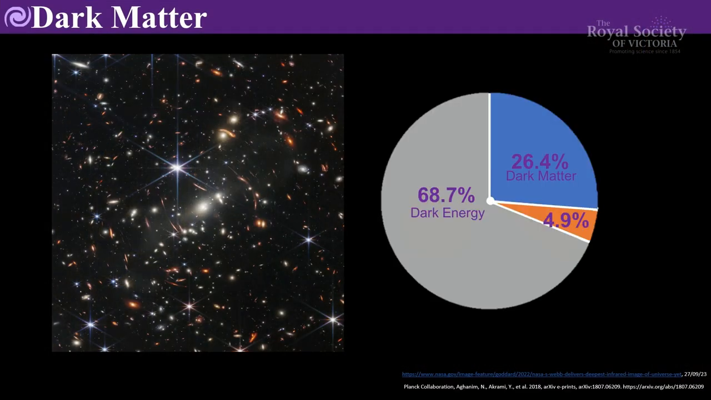But what if I told you that everything that you see in the night sky, not just the stars and the planets, but everything on Earth too, from the trees, to you, to me, actually makes up less than 5% of our universe. We are this tiny, inconsequential orange sliver. And if we want to investigate the other 95%, we have to venture into the dark sector. We have to look at dark energy and dark matter.